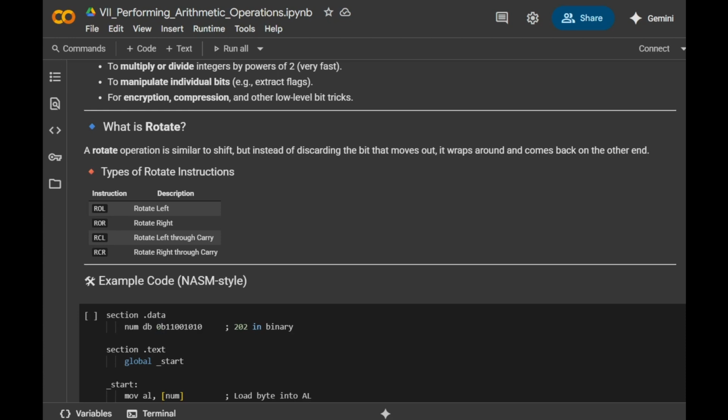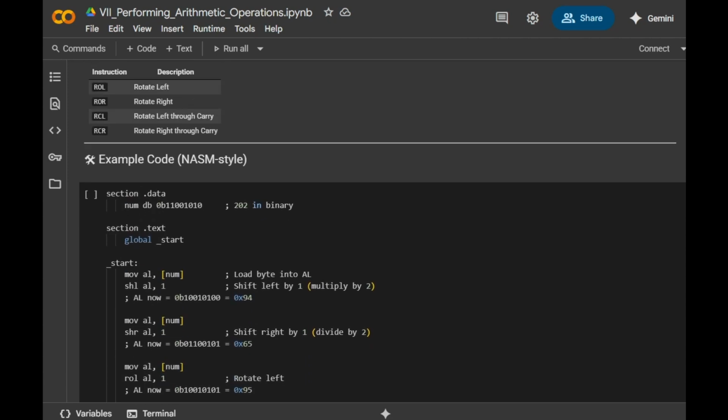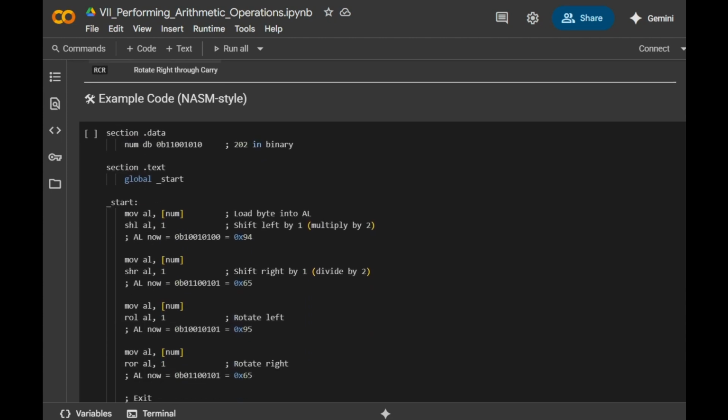The main rotate instructions are ROL for rotate left, ROR for rotate right, RCL for rotate left through carry, and RCR for rotate right through carry. The last two include the carry flag in the rotation. Let's look at some example code. We define a byte of data named num with the binary value 11001010. In our code, we first load this byte into the AL register.